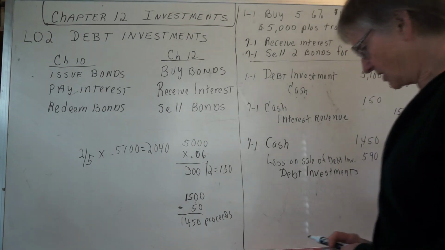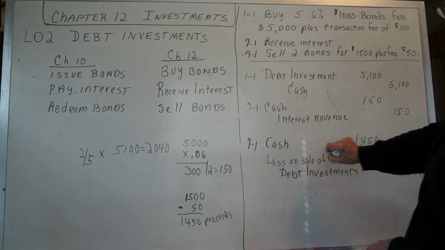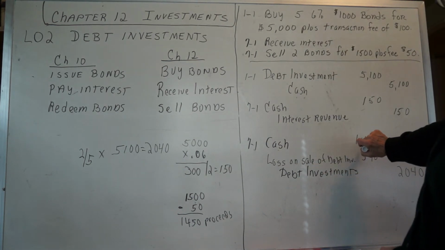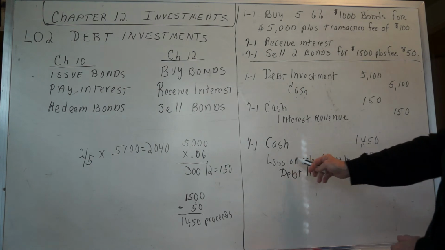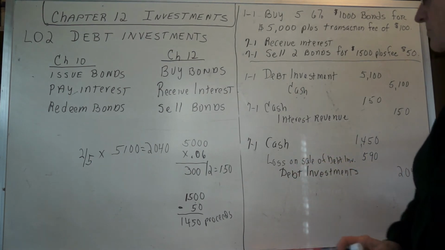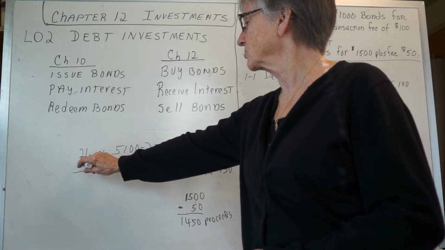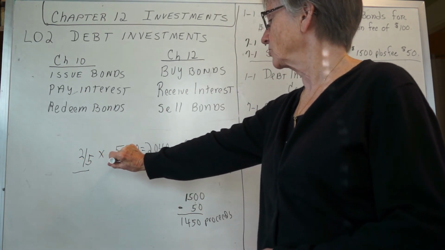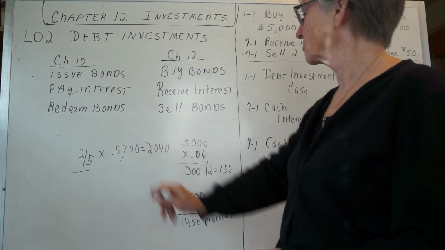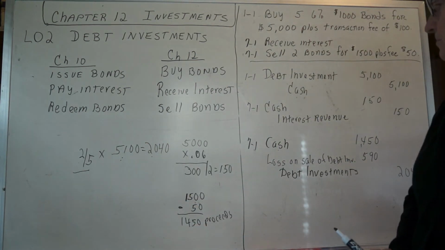Okay, so the cash proceeds, it's just the amount that you received when you sold it less the fee. The debt investments come off the books at whatever percentage they are of your total holding. So in this case we sold 2/5. That's the total cost base, and this gives us the cost base of what we sold.